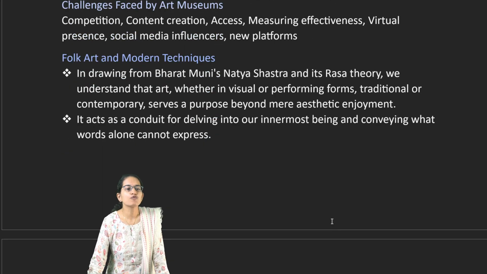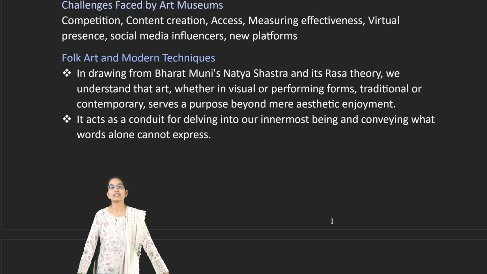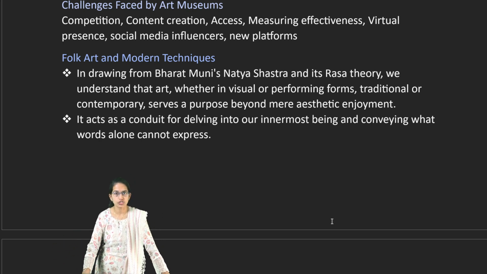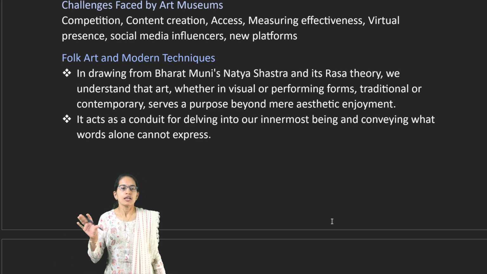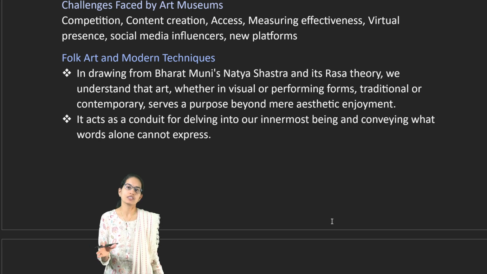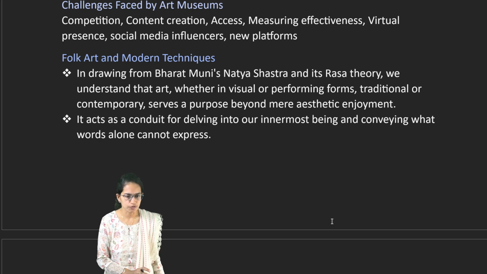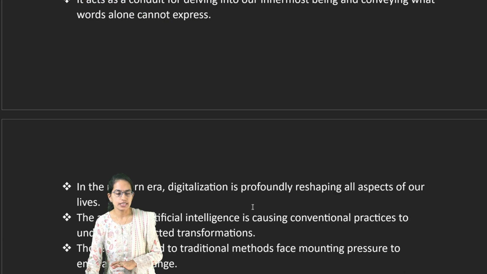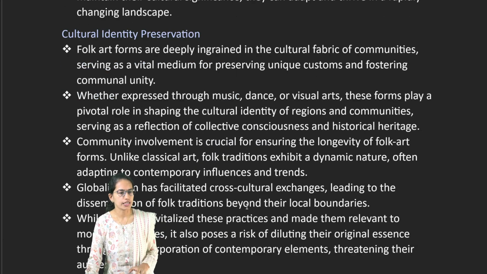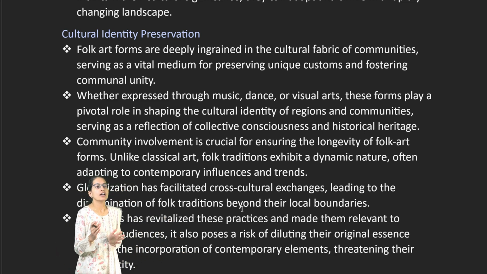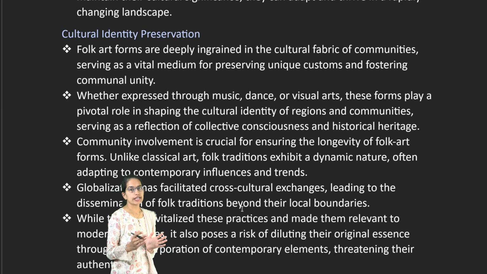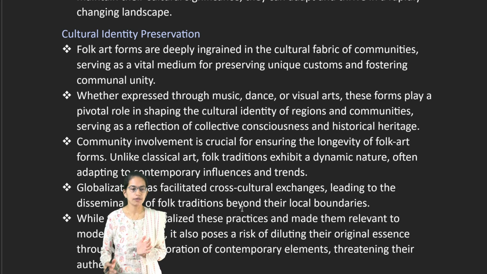The next is folk art. Under folk art, we have Bharat Muni's Natya Shastra, which is an important aspect, and the Rasa theory. Now, these mainly focus on the visual art as well as the performing arts. Digitization and reshaping has become an important aspect in this segment as well. Even in folk art, the preservation of cultural identity has been really important.